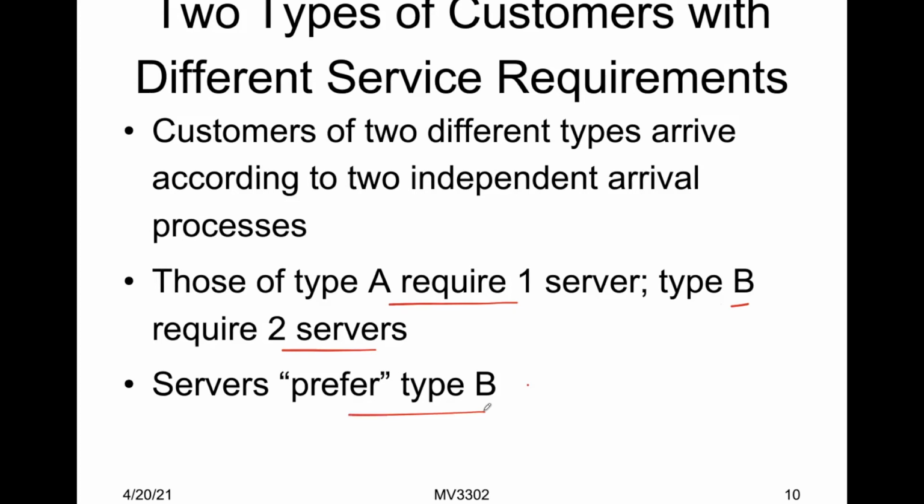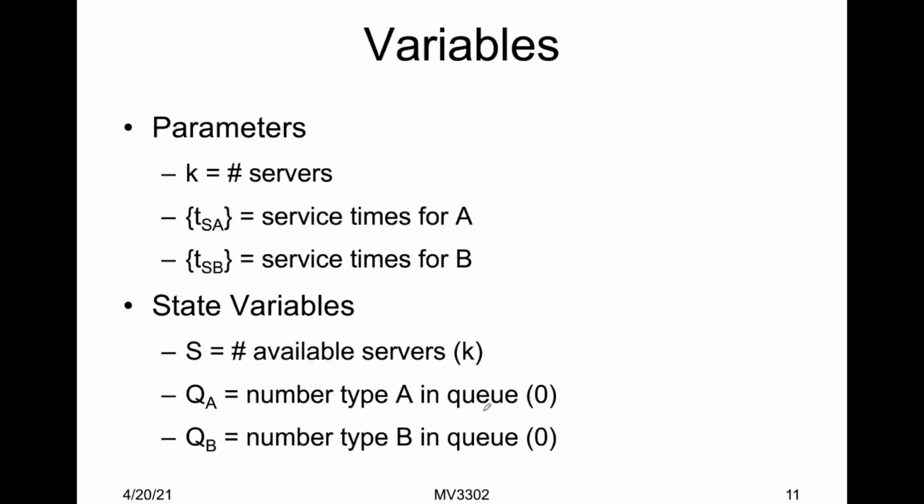So you can imagine a shop where different items come in for maintenance or repair. And for some of those, one guy is enough to do it. And for others I need 2 guys. So that's a different situation than we've had so far. So how can we handle that? Again, as always, we start with parameters and state variables.